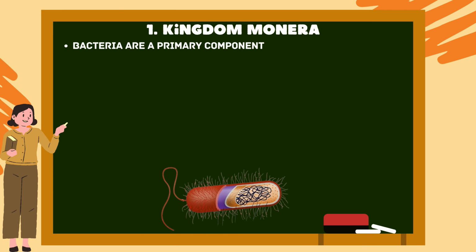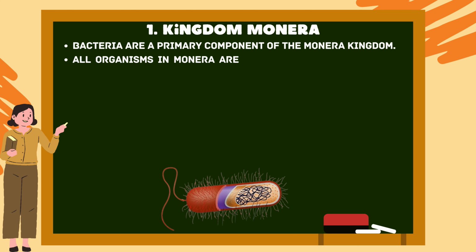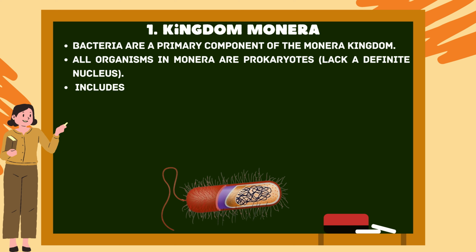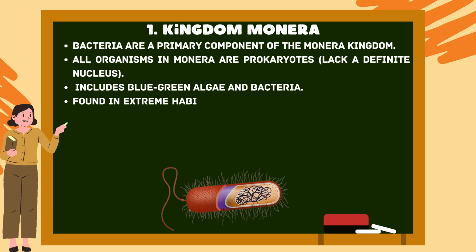Kingdom Monera. The bacteria are one of the main members of Monera. All organisms found in this kingdom are prokaryotes. It includes blue-green algae and bacteria. They can be found in extremely harsh habitats such as hot springs, deserts, snow and deep oceans.